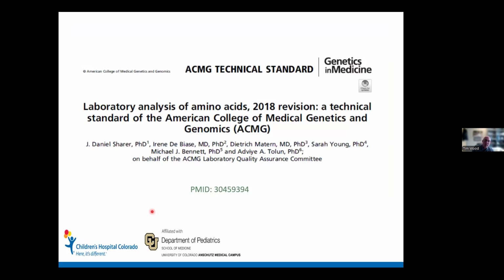There's also this wonderful laboratory technical standard by the ACMG. And to be honest, if you're looking for a way to quickly study for the boards, I would use these documents. I think 90% of what you need to know is going to be in these technical standards. They're available for all three of the conditions that I'm going to talk about.